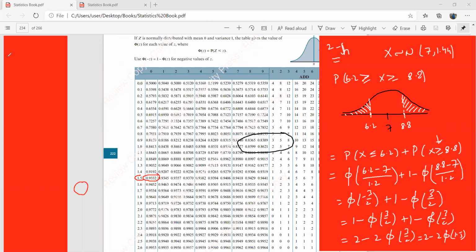So we can write this as 2 minus 2 into 0.9332, and we get 0.1336. That is your answer here.